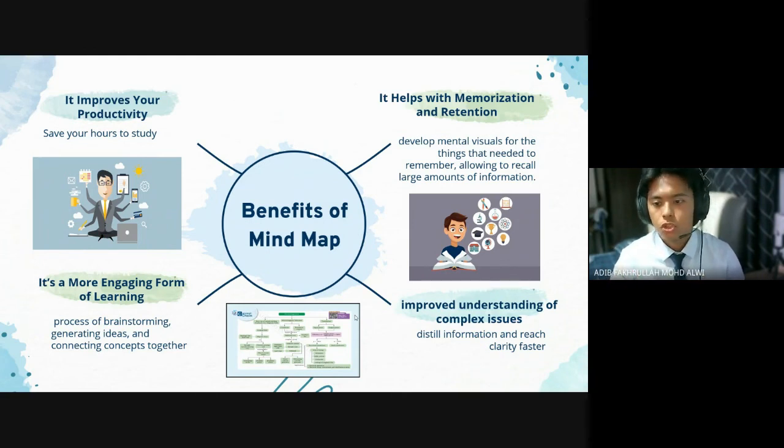All right. So the last benefit is improved understanding of complex issues. This is the biggest benefit of mind maps, because it distills information and reaches clarity faster. When we have a complex issue, we can connect the issue down to the roots of the information in my map. So it will help in understanding the content of it. All right.